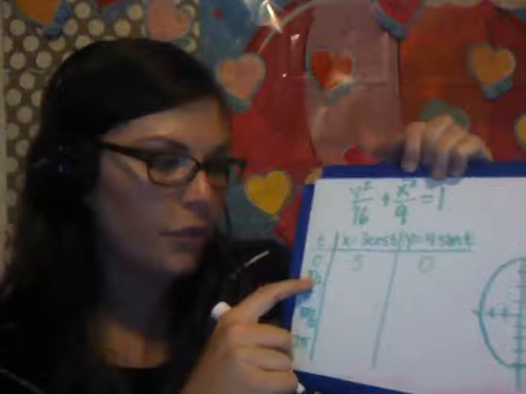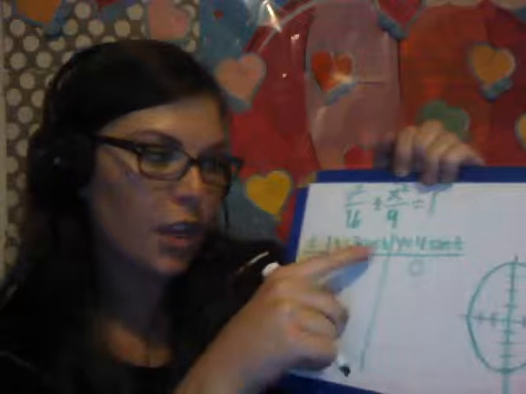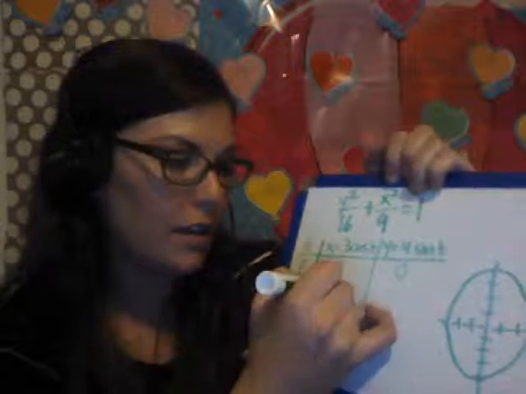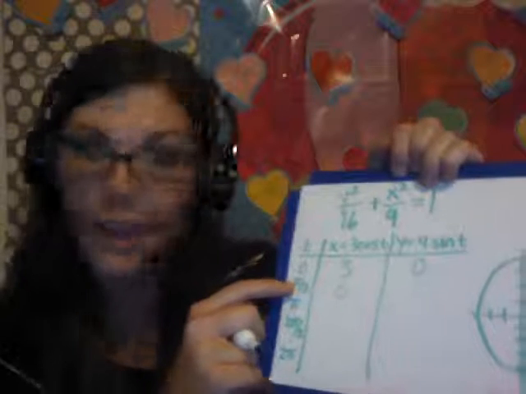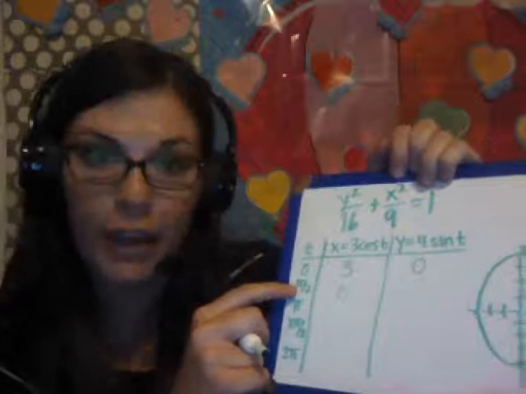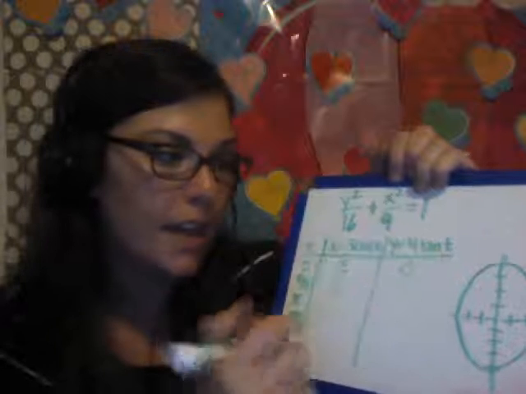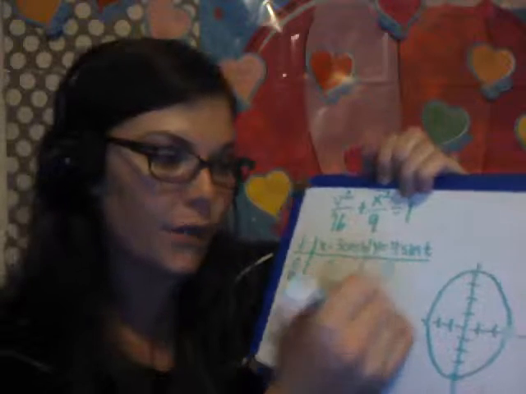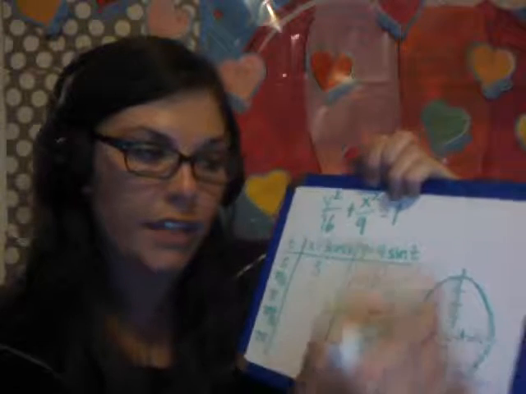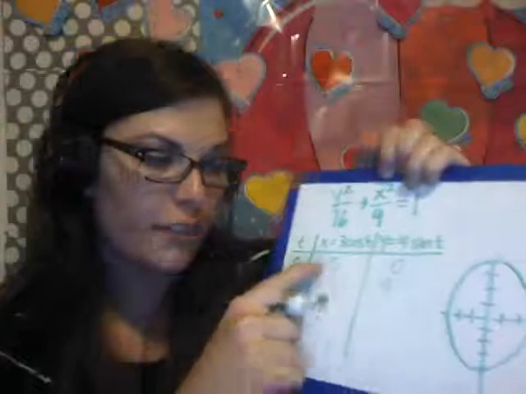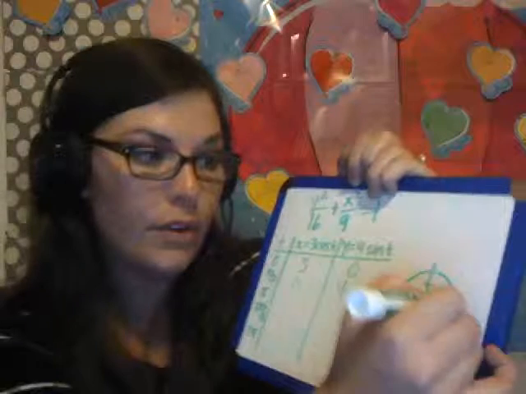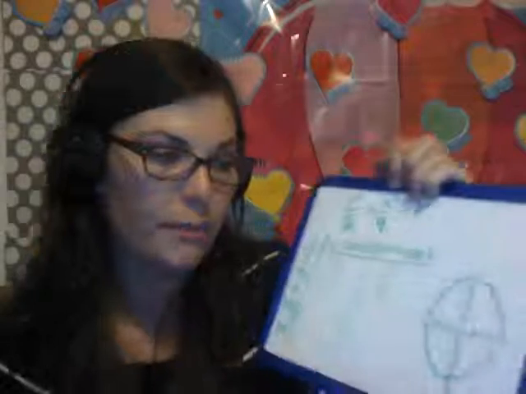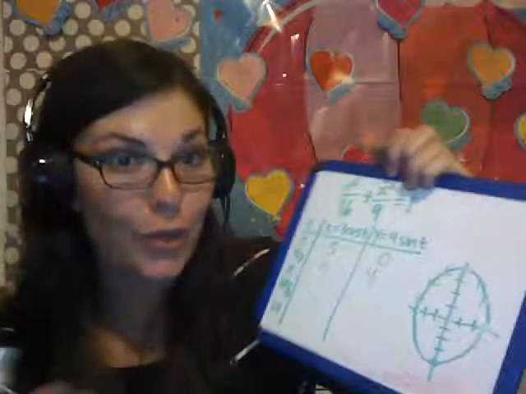So I'm going to plug in pi over 2 next. If I substitute in cosine pi over 2, I get 0, and 0 times 3 is just 0. The next piece, if I substitute pi over 2 into 4 sine t, sine pi over 2 is 1, and 1 times 4 is 4. So now we move to the coordinate (0, 4). And just by filling in those two pieces in the table, I can see that I am moving in the counterclockwise direction.